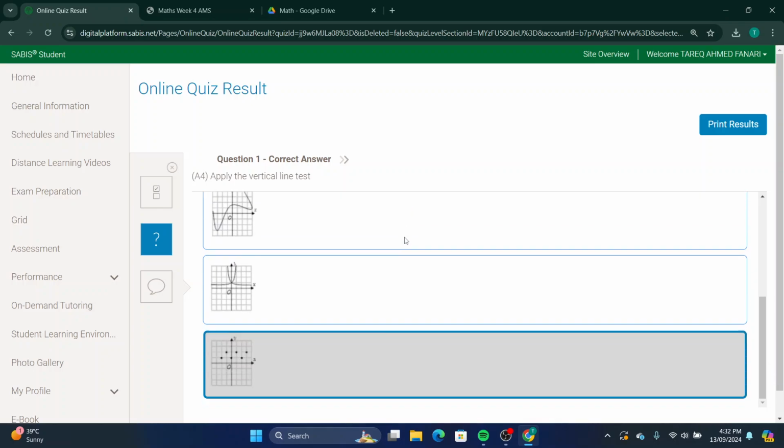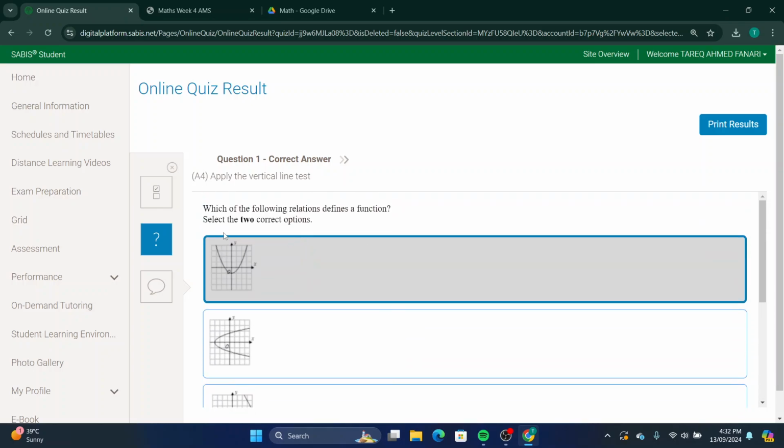Select the two options. The way you know if it's a function is by applying the vertical line test. I explained it in a previous week's math. Point is, you draw a vertical line wherever the function or the relation passes through. If it passes through only one point, and you do this for all the points, it's a function. But if it passes through two, it's not a function, it's a relation.